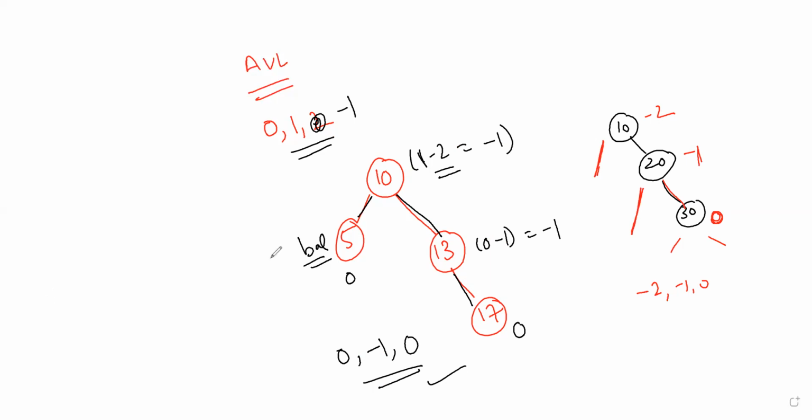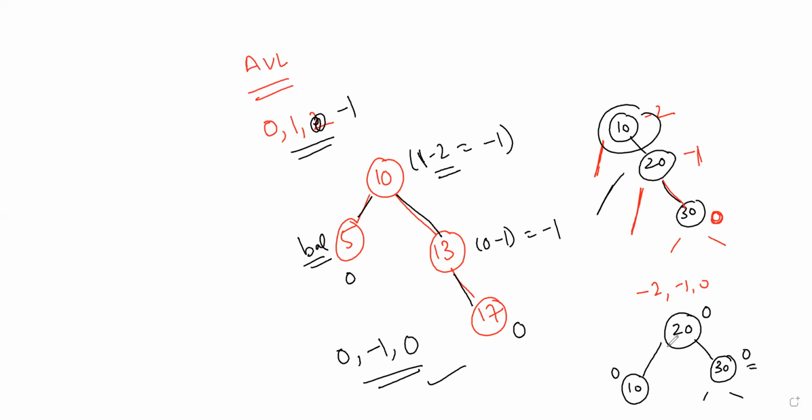How to do this one? Remember, one of the interesting things, you need to use the shifting. When you do the shift, it will come like 10, 20, 30, with 20 as the root. Now this is called an AVL tree. Why? This is 0, this is 0, this is 0, left minus right.